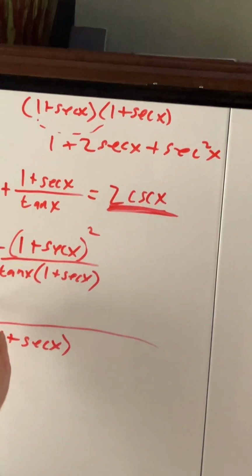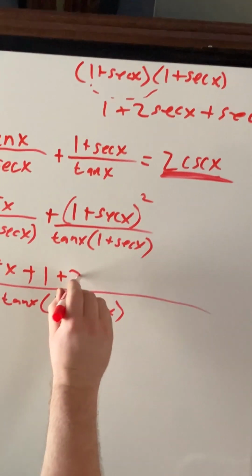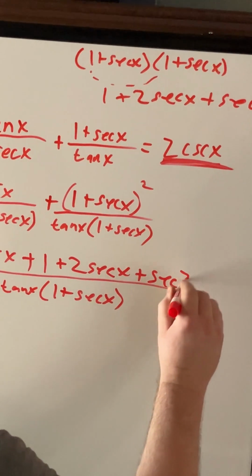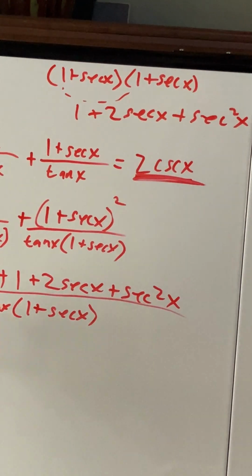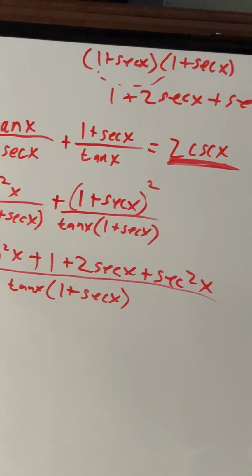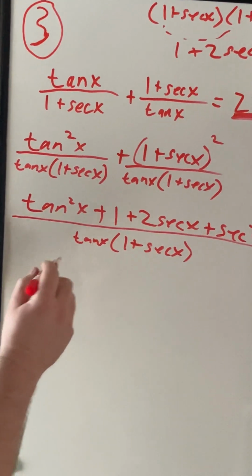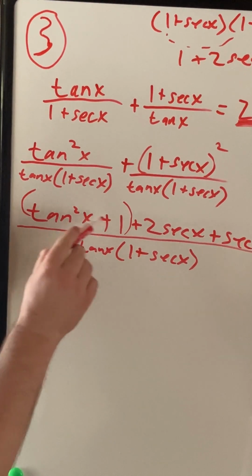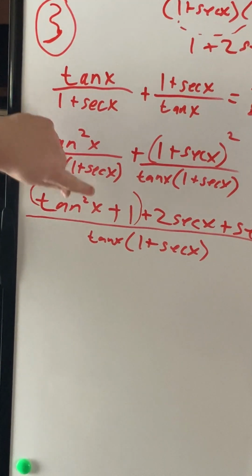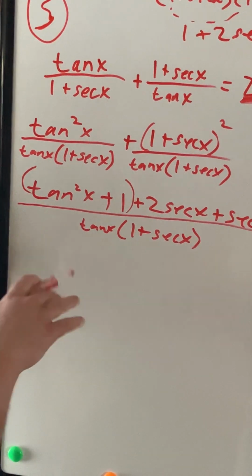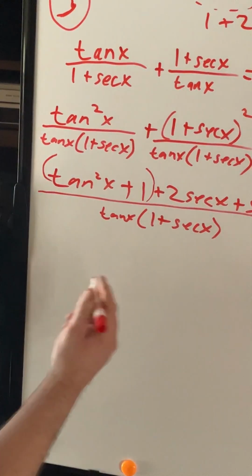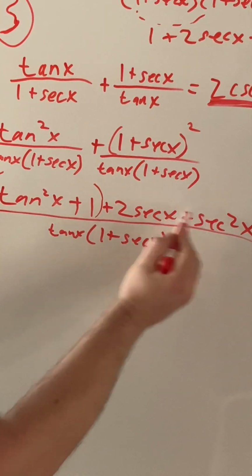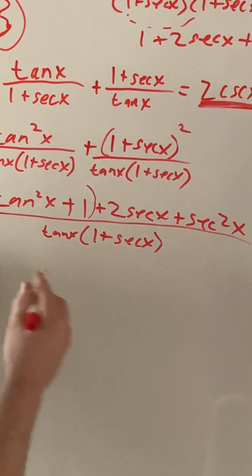Okay, so that's what's gonna go here. We got plus 1 plus 2 secant x plus secant squared x. Now, here's where the Pythagorean identity gets used. Look at this right here. Right here we have tan squared x plus 1 that we can write simpler as secant squared x. And it also should intuitively make sense, because if I do that, I'm going to be able to combine some like terms in my numerator, and now we're getting somewhere.